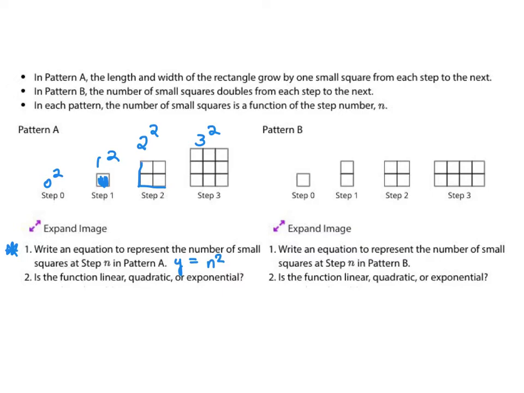And if I look at pattern B, step 0 is 1. That's my initial value. Step 1 is 2. Step 2 is 4. Step 3 is 8. If I divide, 2 over 1 is 2. 4 over 2 is 2. 8 over 4 is 2. It has a common factor. So we know that's exponential.